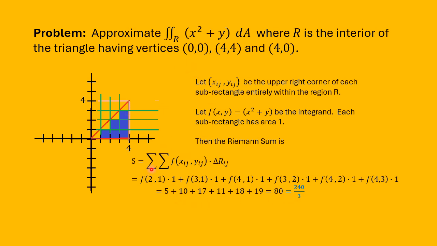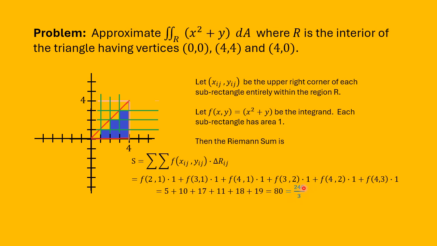Using the fact that f of x, y is x squared plus y, f of 2, 1 is 2 squared plus 1, which is 5. Multiplied by 1, it's still 5. Similarly, f of 3, 1 times 1 is 10. f of 4, 1 times 1 is 17. f of 3, 2 times 1 is 11. f of 4, 2 times 1 is 18. f of 4, 3 times 1 is 19. And if you add all of these together, you get 80, which, if you write it in terms of thirds, is 240 thirds.